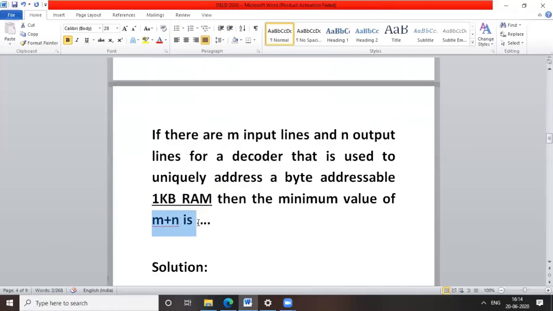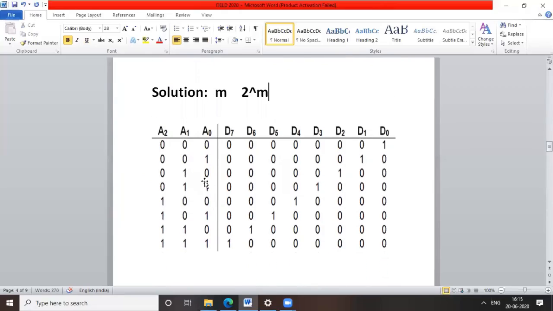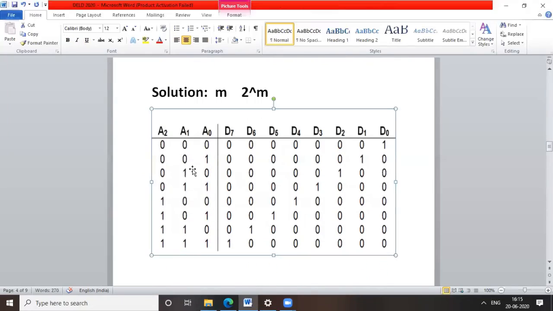So in this case, you must know what is decoder. So let's assume that there is one decoder which has m input line. So if there are m input line, then that decoder will have 2 raised to m output line. Okay, and how this decoder will work? So here for understanding the working of decoder, I have shown you one truth table.